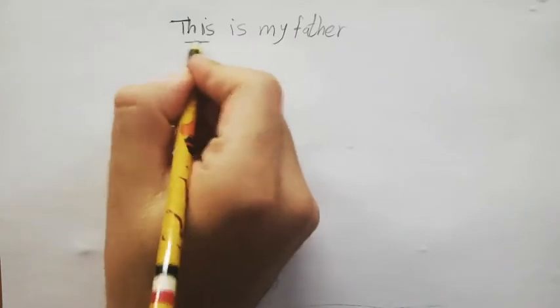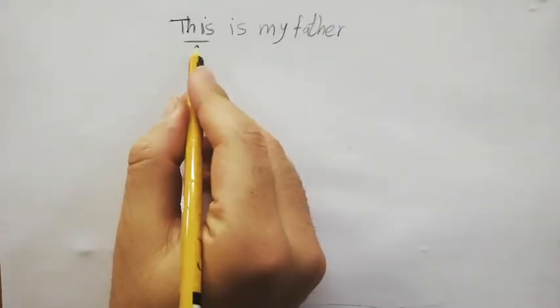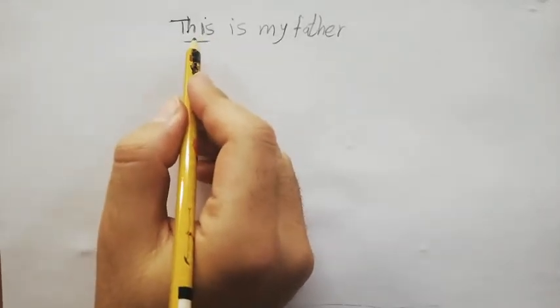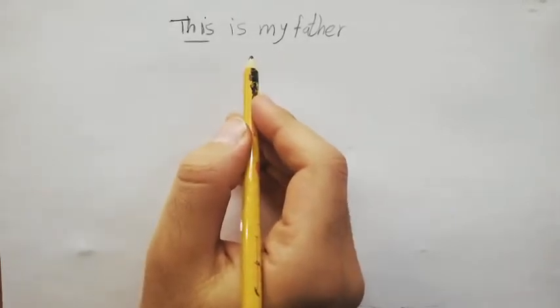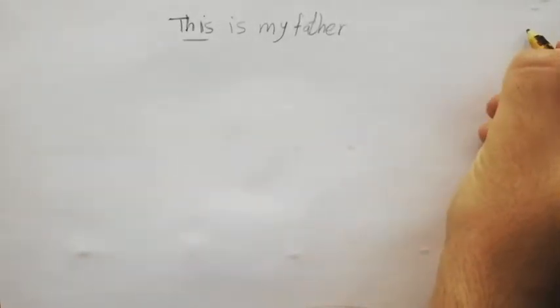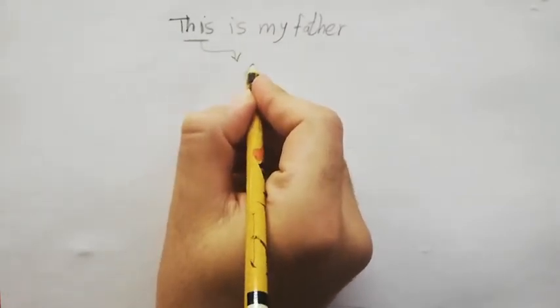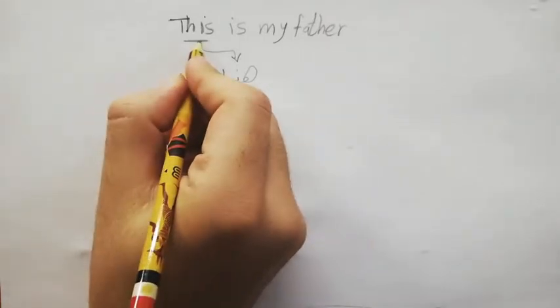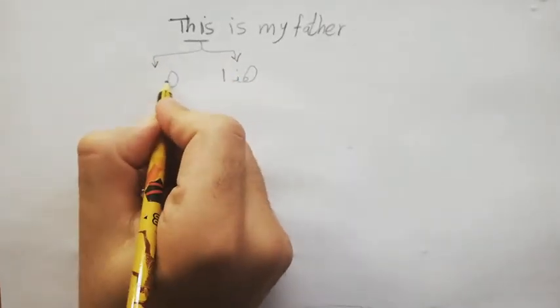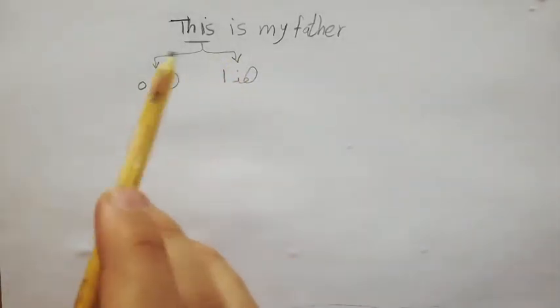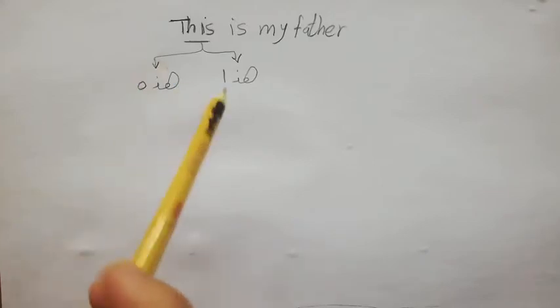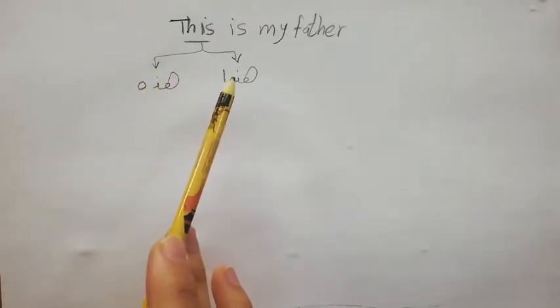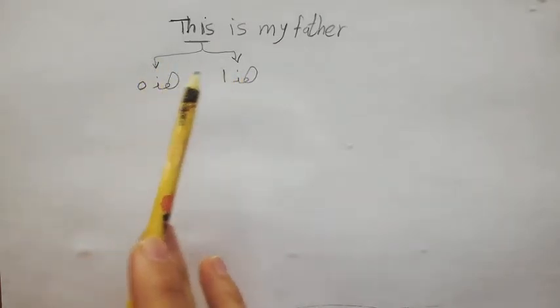Okay, so first, this. In English, we use this for masculine and feminine, right? But in Arabic, it's not the same. In Arabic, we have two versions of this. So we have هذا, okay? And هذه. So one more time, هذا and هذه. And of course we have another one for plural form, okay? But now for masculine and feminine, we have هذا and هذه.